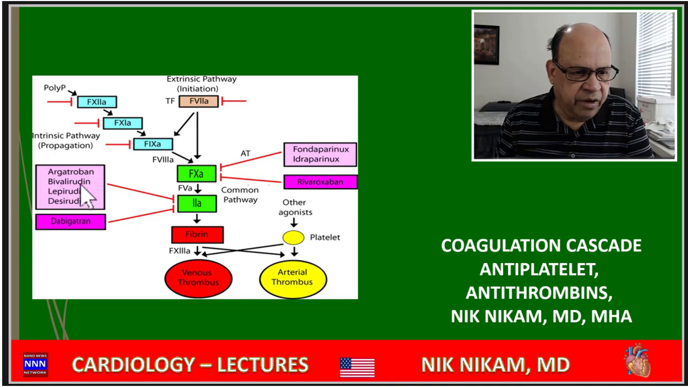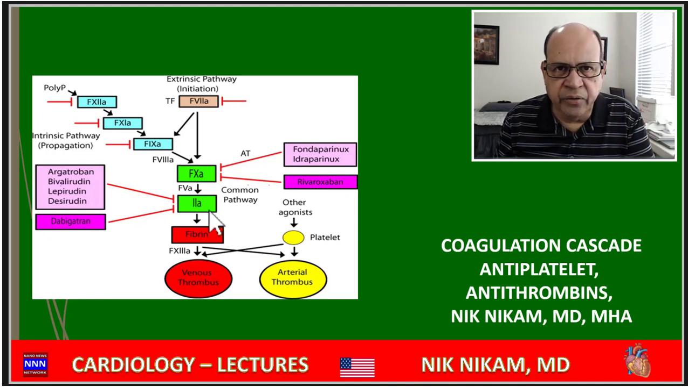Similarly, we have dabigatran, which acts on 2A, which is thrombin. We have the same thing with argatroban, bivalirudin, lepirudin, and desirudin. All these agents act on factor 2A or thrombin.